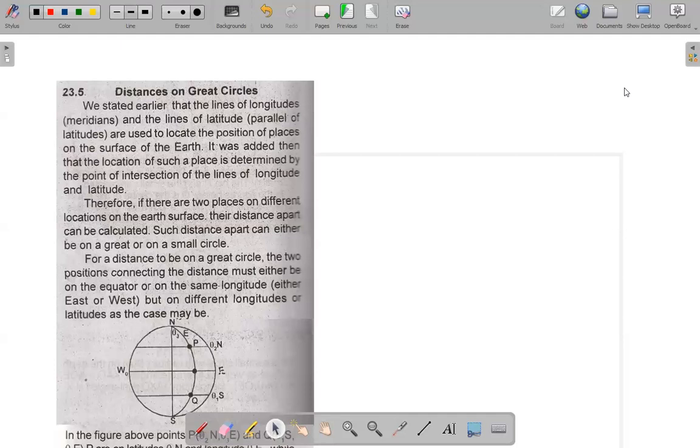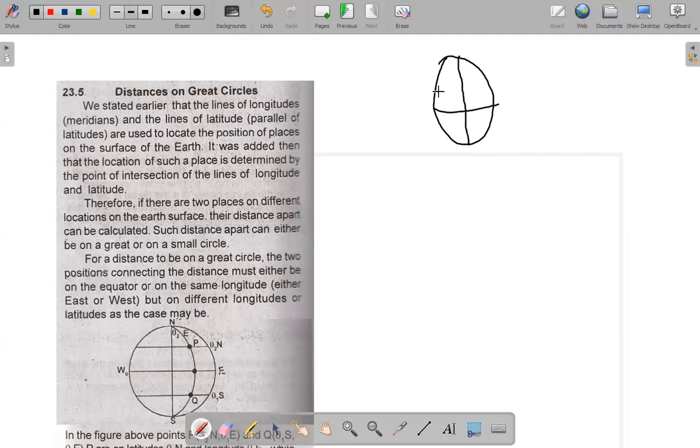You see, we stated earlier that the lines of longitude or the meridians and the lines of latitude, or parallels of latitude, are used to locate the position of places on the surface of the Earth. And we do that by drawing the latitude in question. So if I have this to be my globe, this is my meridian, this is my equator.